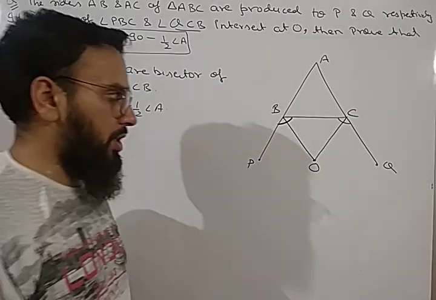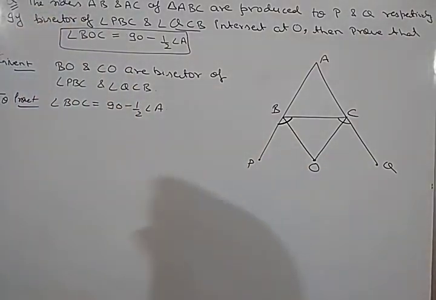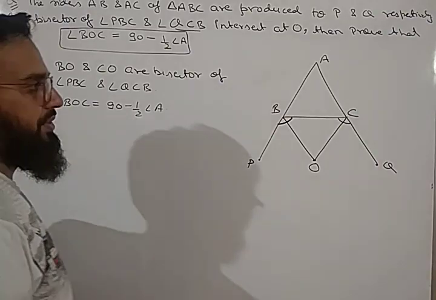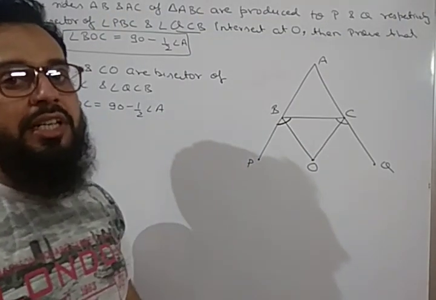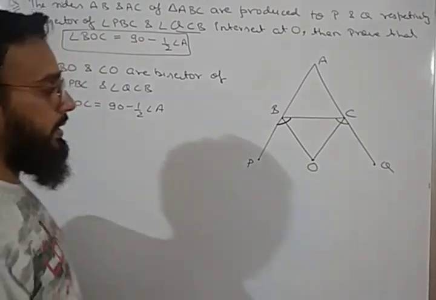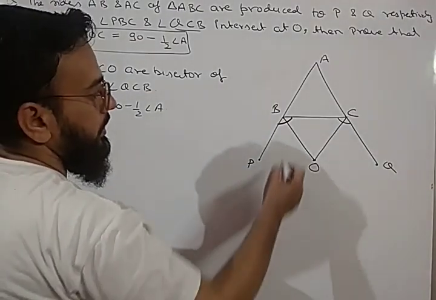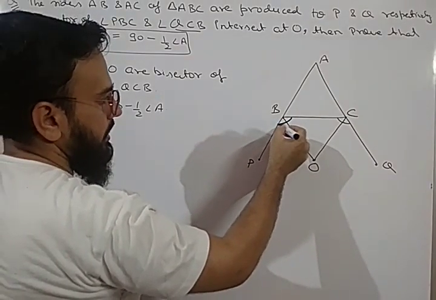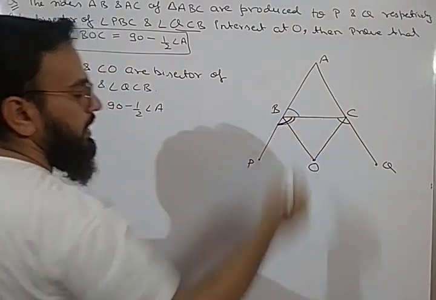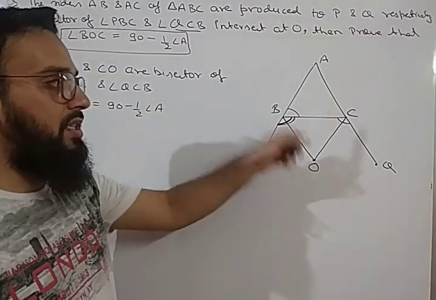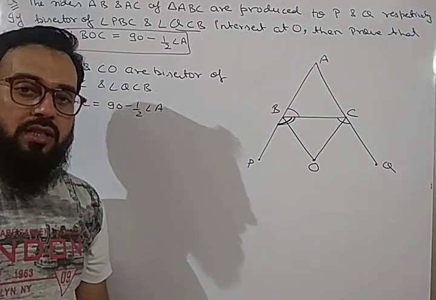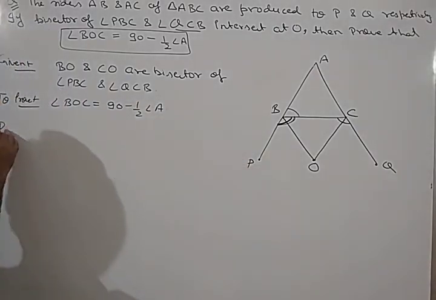So let us start the question. How can you prove it? We have to get angle A, and we have to get angle BOC. For that, if we consider this angle and this angle, these two angles are linear pair angles. Angle PBC and angle ABC are a linear pair, so their sum will be 180 degrees.